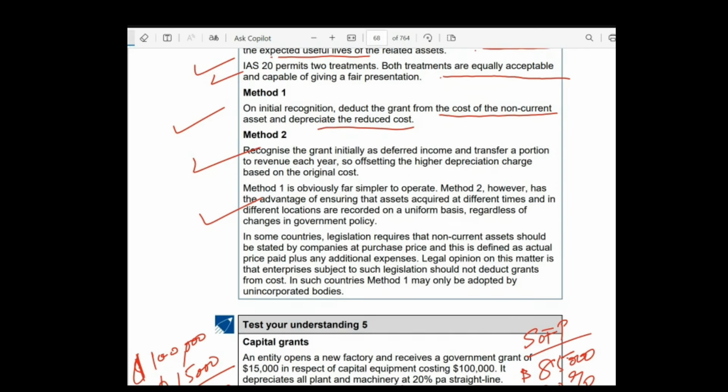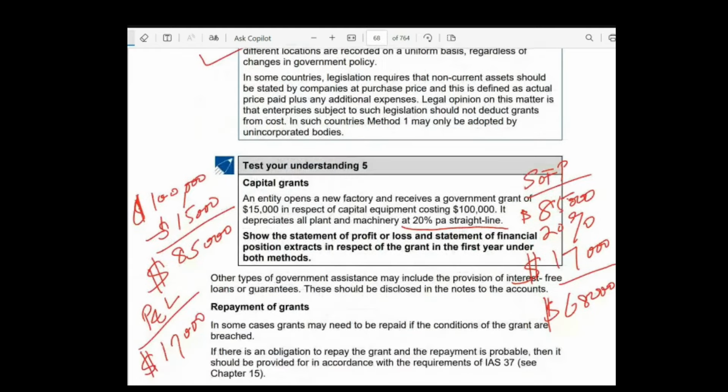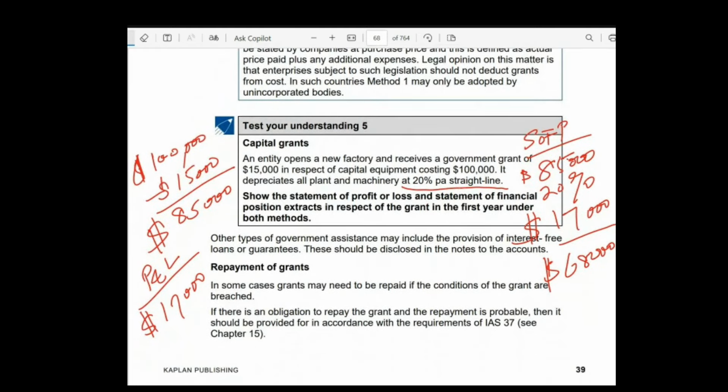Under both methods, there is a statement of financial position extract and a profit and loss extract. How will you make it? $100,000 is the value of the equipment and 15,000 is the grant. Straight away, the 85,000 balance is deducted from the total amount. For the P&L, they said 20% on a straight-line basis. If you apply 20% on 85,000, 17,000 will be the expense.